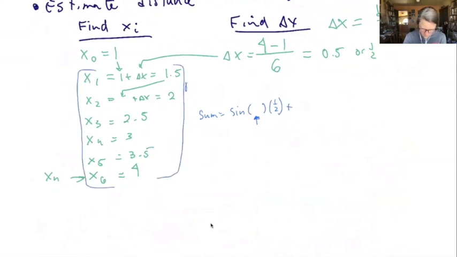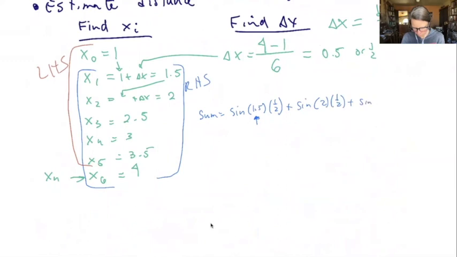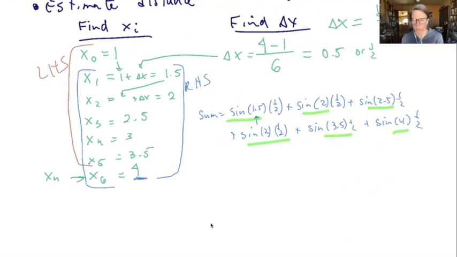I should probably do this over here, right-hand sum. And I would pick these x values for a left-hand sum. So that's kind of easy to see how that would split out. So we do sine of 1.5 times a half plus sine of 2 times a half plus sine of 2.5 times a half plus sine of 3 times a half plus sine of 3.5 times a half. Do I need to also get the 4? I think I do. And then let's count: 1, 2, 3, 4, 5, 6 rectangles. That looks like that would be good.